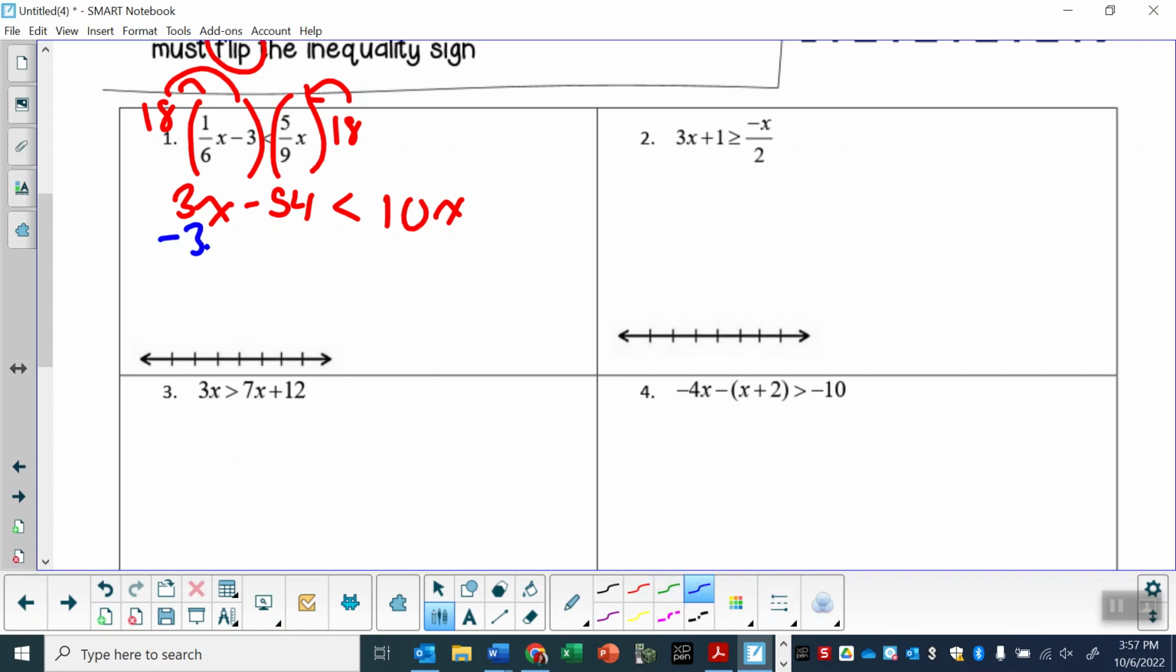And then get your variables together. -54 is less than 7x. And then 54 cannot be nicely divided by 7. So when you do that, you get a fraction, -54 over 7. And you can just put that on a number line like right here. Open circle, arrow goes to the right.